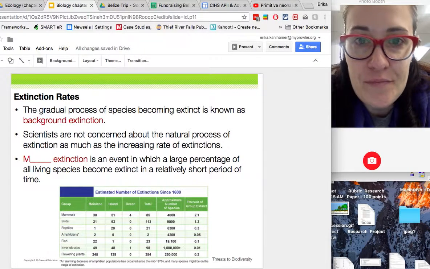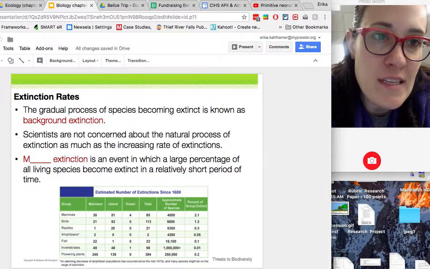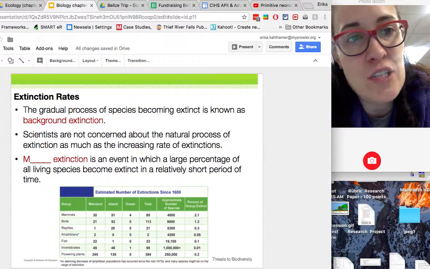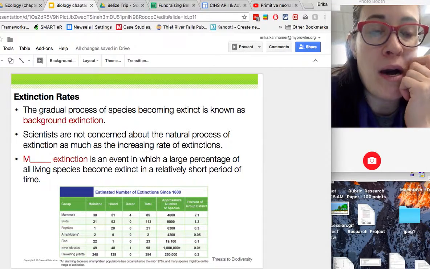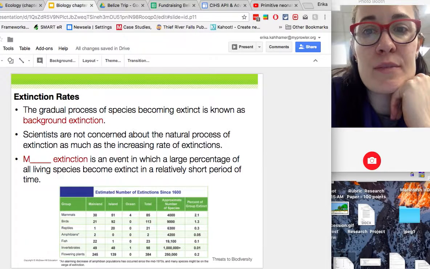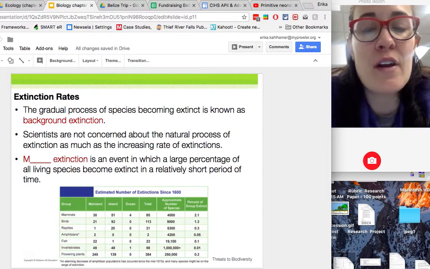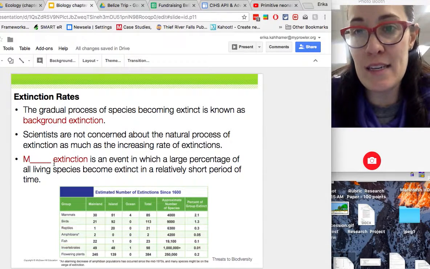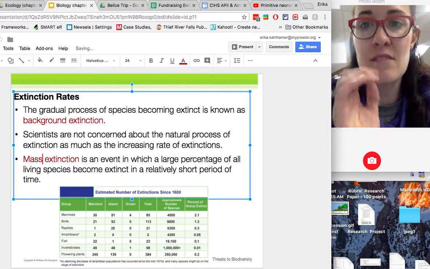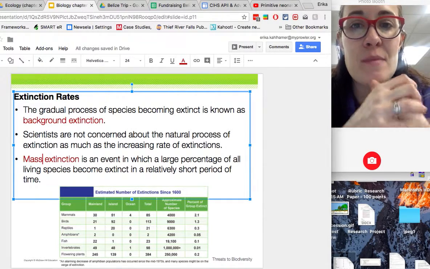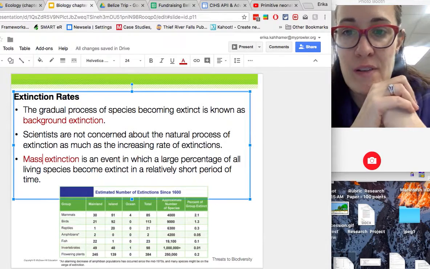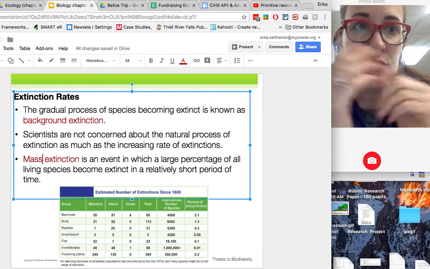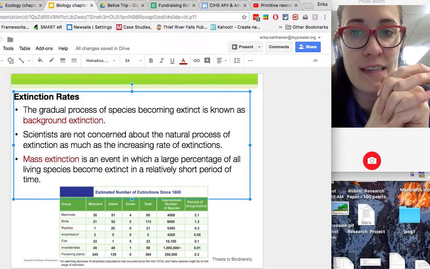Extinction rates. Species have become extinct, and scientists, ecologists, and conservation biologists want to know and count species that are in danger. They are worried about increasing rates of extinction. A mass extinction is an event in which a large percentage of living species become extinct in a short period of time. For example, when the dinosaurs went kaput, that was a mass extinction.